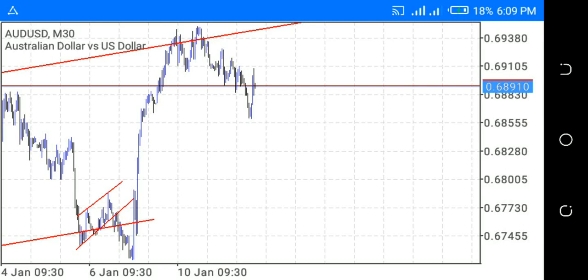In today's video, I'm going to be sharing with you a setup that I traded today, and I'm going to be using this opportunity to talk about how to use a Fibonacci in the bearish market condition.